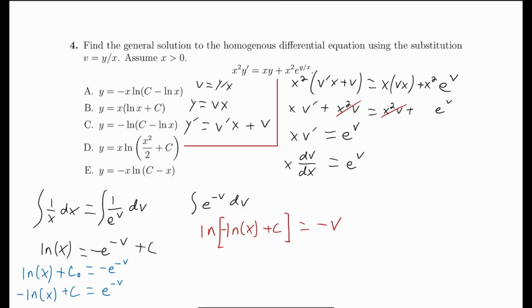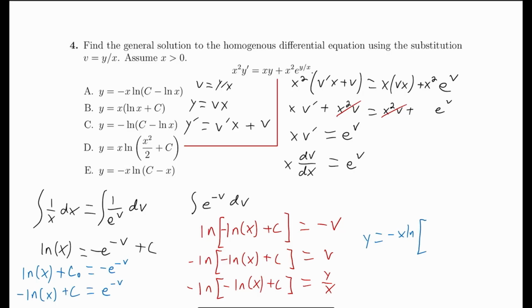We can move the negative over to the left hand side and get negative ln x plus c is equal to v. And then remember that v is equal to y over x. So this means that negative ln x plus c is equal to y over x. And we can finally solve for y by multiplying everything by x and get y is equal to negative x ln x plus c.